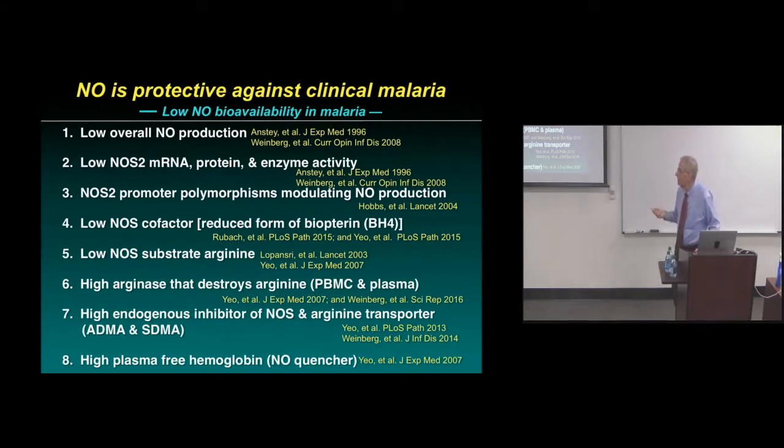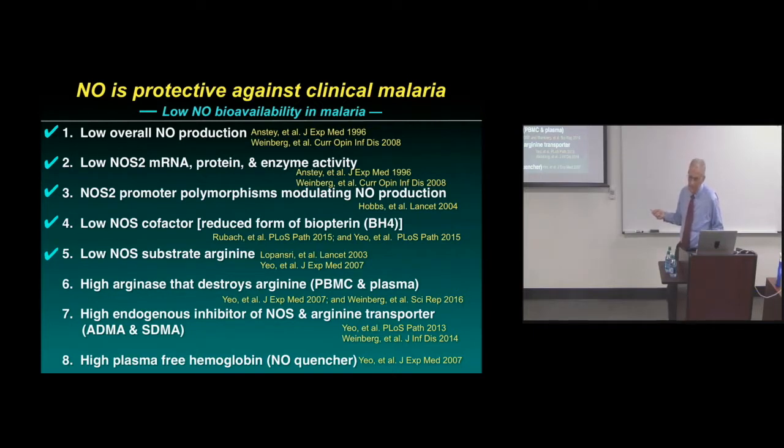I won't go through all of these, but just to summarize sort of, there's low overall nitric oxide production. There's low messenger RNA for the enzyme and the protein, and when we measure the enzyme activity, it's very low in malaria. There are promoter polymorphisms that modify nitric oxide production by the enzyme. The cofactor biopterin is low. A lot of this work, by the way, is done by Dr. Matt Rubach, who's now faculty here in infectious disease. He's based mainly in Tanzania. There's low substrate. That's the arginine story. That was established back in 2003.